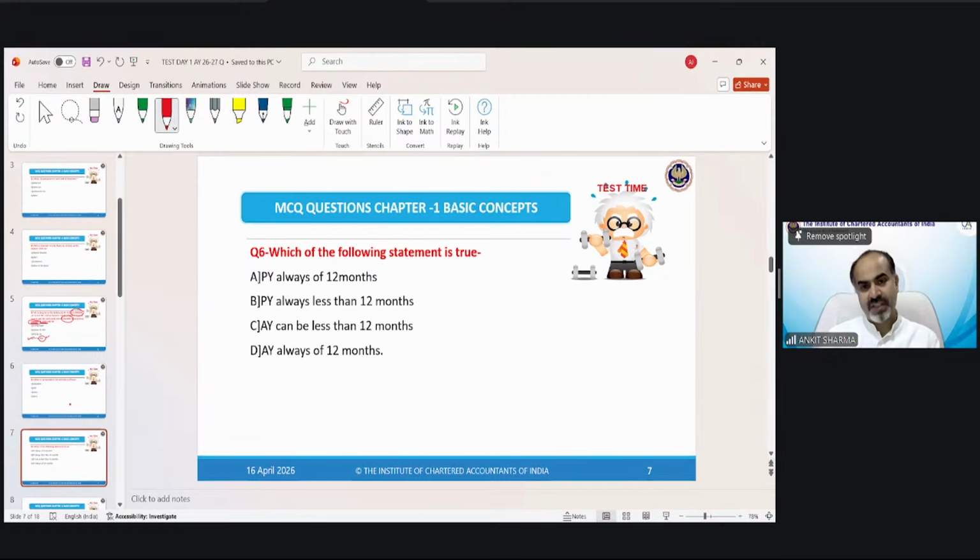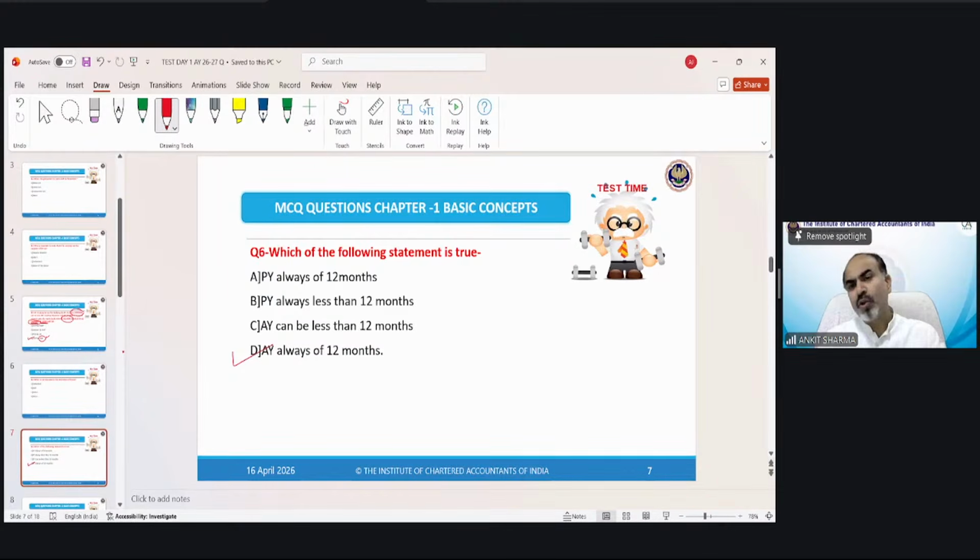Now question number 6. Which of the following statements is true? Previous year is always of 12 months. Previous year is always less than 12 months. Assessment year can be less than 12 months, or assessment year is always of 12 months. Gayatri is saying D, Tanisha is saying D, Sushmita is saying D, Meenu is saying D, Monisha, Gaurav, they are also answering D. The correct answer is, of course, option number D.